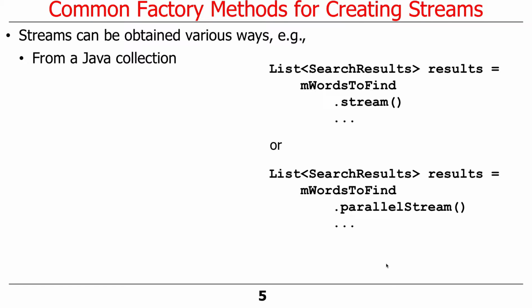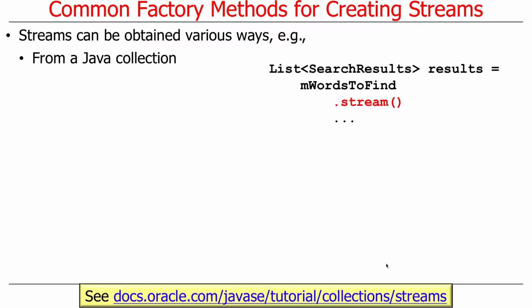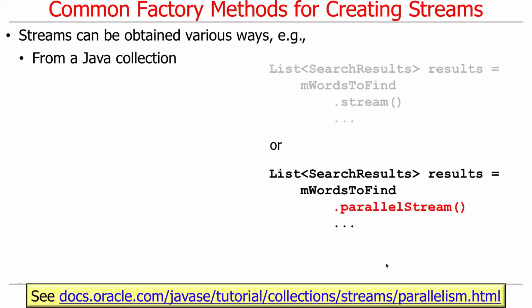One of the most common ways of creating a stream is by taking a Java collection and then calling either stream or parallelStream on it. So here we have an example where we've got a list of words to find, which is some kind of ArrayList or LinkedList, and we call .stream on it. That is a factory that will create a stream, and then we'll do some stuff, and we'll end up putting the result back someplace. If you want to do things that run in parallel, you simply call parallelStream instead of stream, and that will create a stream that will run in parallel, mapping on multiple cores, as you're about to learn in the next programming assignment, which will be out shortly.